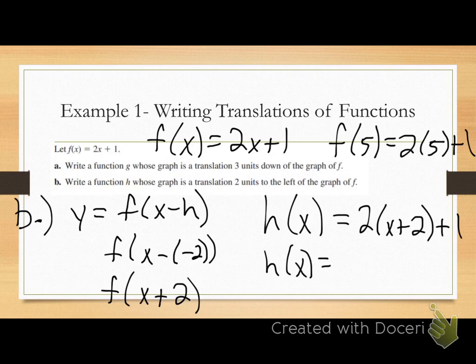What can I do here with that 2 being multiplied by the set of parentheses? Distribute. 2 times x, 2x, 2 times 2, 4.